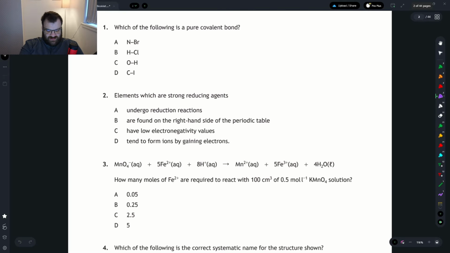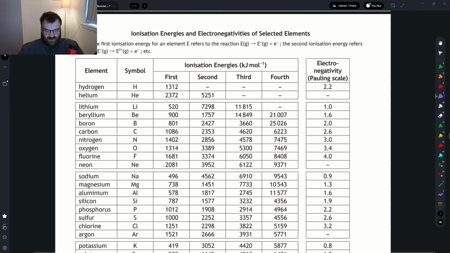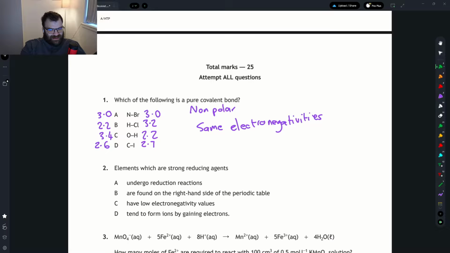Pure covalent, we're talking about our non-polar, and that means they'll have the same electronegativities. Those are found on page 12. It's the right-hand column. We'll just go through it and write down all the values that are needed. Looking through the options, the only one that has the same electronegativity is going to be A. Our nitrogen to bromine bond would be pure covalent.